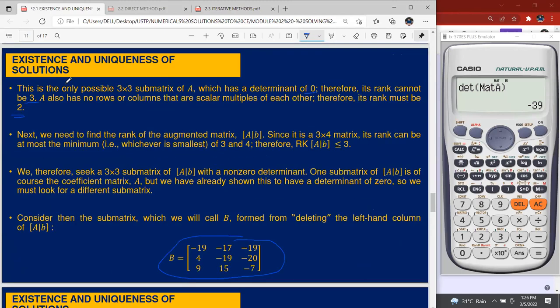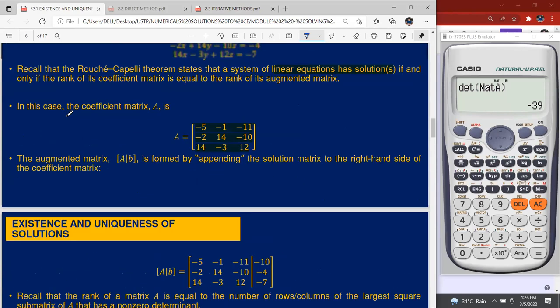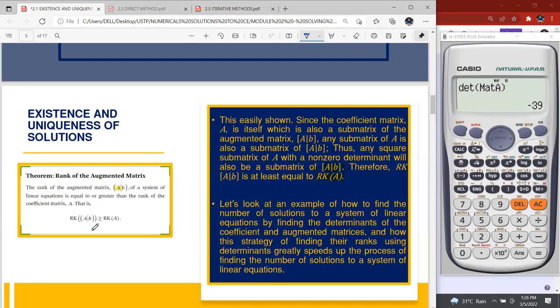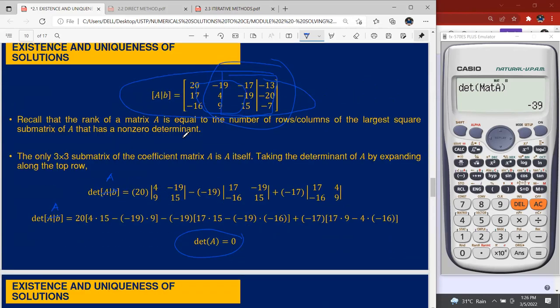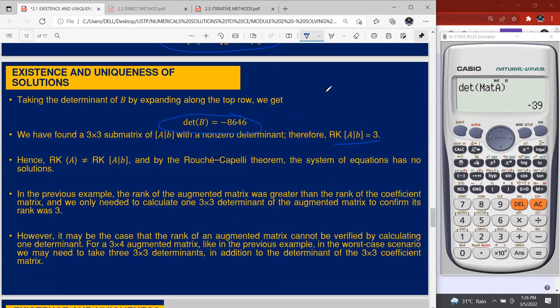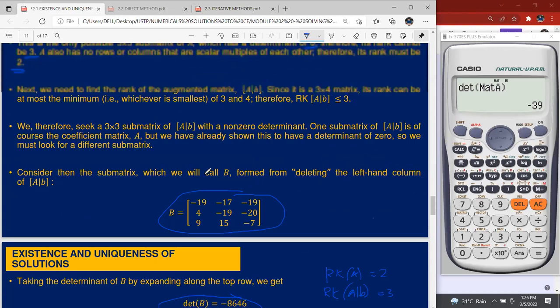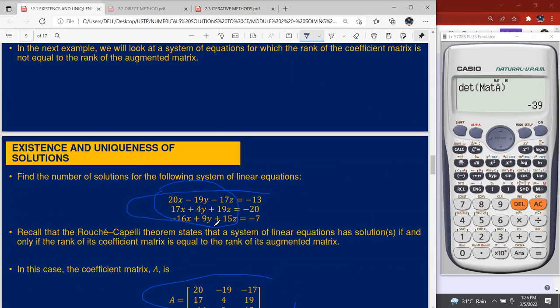Okay, by the theory, the rank of augmented matrix A is greater than or equal to the rank of the coefficient matrix A. In this case, the rank of A is 2 and the rank of the augmented matrix is 3. So, they are not equal. Hence, the rank of A is not equal to the rank of the augmented matrix. And by the Rouché-Capelli theorem, the system of equations has no solutions. If you encounter this kind of problem, you might solve directly for the values of x, y, and z.